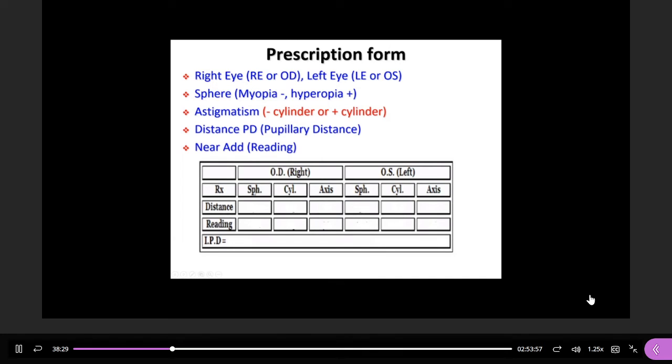So this is what it means. RX means treatment. SPH means sphere. CYL is the cylinder, and axis, this is for treatment of the astigmatism. The left eye is the same.